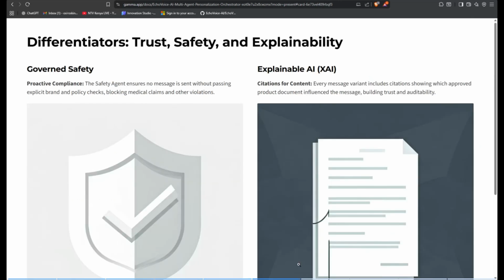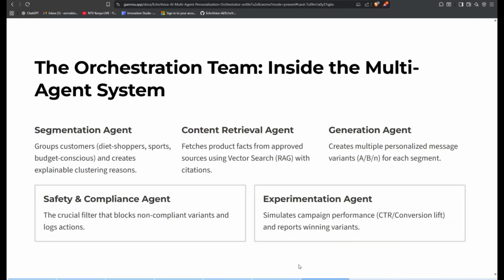Now, what are our key differentiators and the summary of that? Well, we are looking at trust, safety, and explainability, where we want to encourage proactive compliance, whereby the safety agent ensures no message is sent without first passing explicit brand and policy checks. Then we need to have citation for content to prove that every message includes a citation showing which approved product document influenced the message. And then we have our CTA, the call to action, whereby it gives us personalization at scale, and it's governed by artificial intelligence.